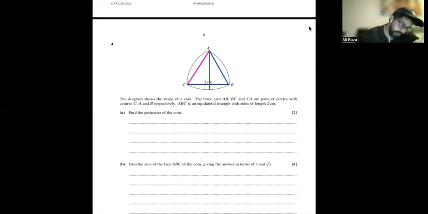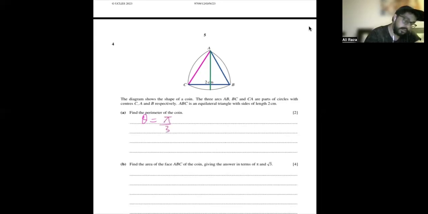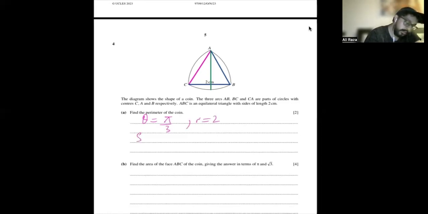We need to find the perimeter of the coin. ABC is an equilateral triangle. So theta would be pi over 3, and the radius is 2. So we have the arc length is r theta, which is 2 pi over 3, multiplied by 3 because we have 3 arcs over here. So the perimeter is 2 pi in this case.